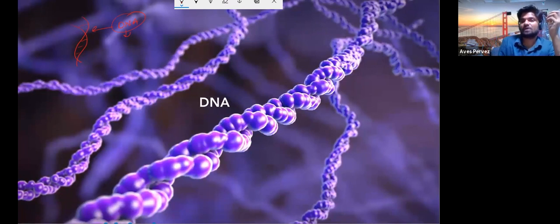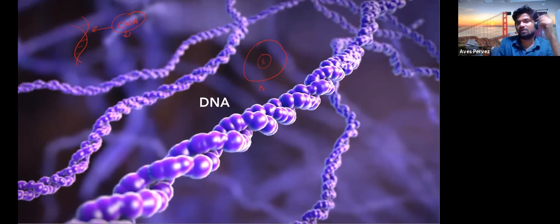For example, if a cell is going to divide, this is a cell A, and we have the nucleus, and inside there is DNA. Whenever the cell is going to divide, what will it do first? It will copy its DNA, because when cell A divides into two cells, C and D, it must copy its DNA.